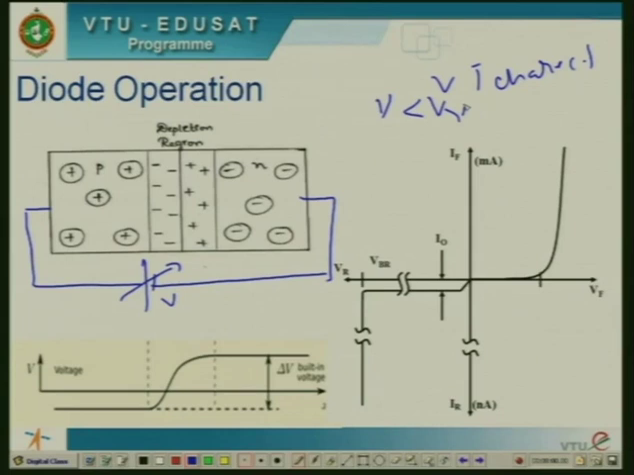If the voltage is greater than or equal to V gamma, the current increases linearly, and with a further increase in voltage, the voltage across the diode remains constant at about 0.7 volts for silicon and 0.3 volts for germanium, and the current increases exponentially.